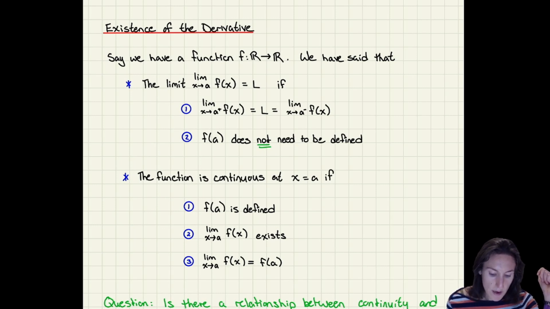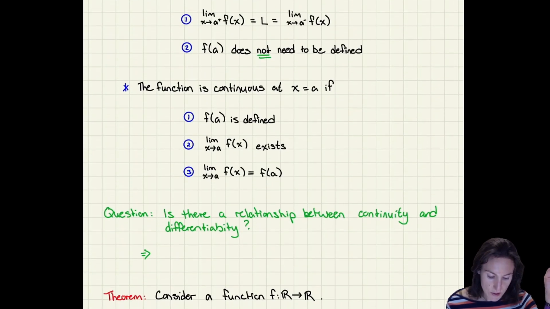We will now talk about the existence of the derivative. So far this class, we've looked at limits when they exist and when a function is continuous. So let's say that we have a real valued function f. Recall that we said the limit as x approaches a of our function is equal to some value L if the left-sided and right-sided limit equal the same value. And remember, we said that f of a does not need to be defined. Okay, so you can have an open hole there basically, and the limit will still exist.